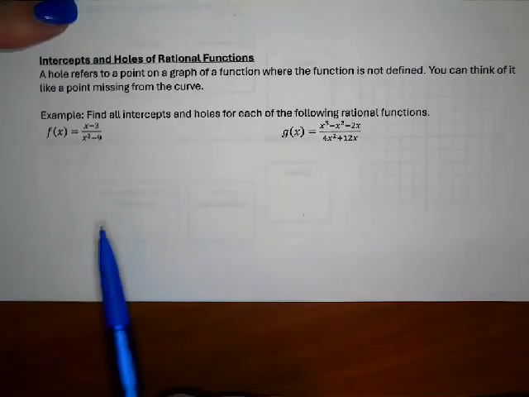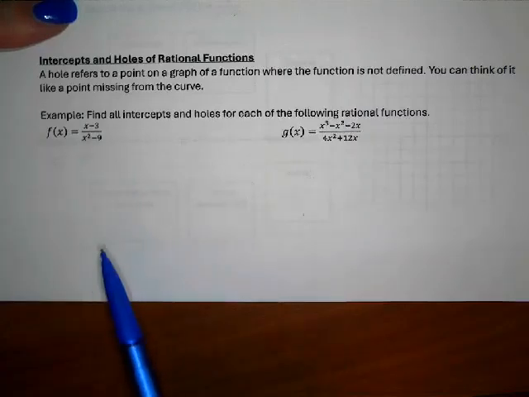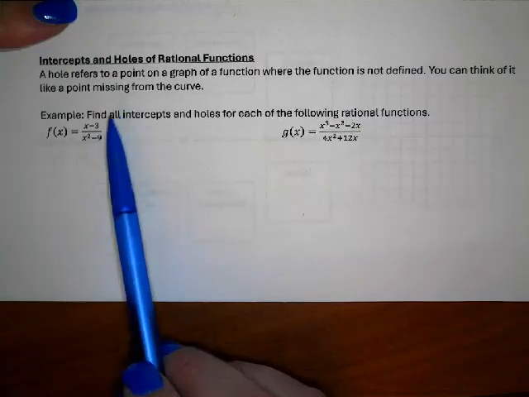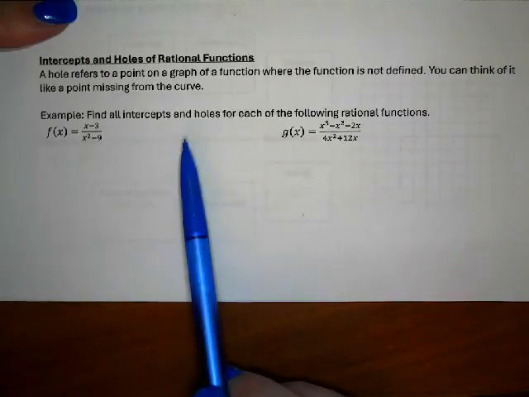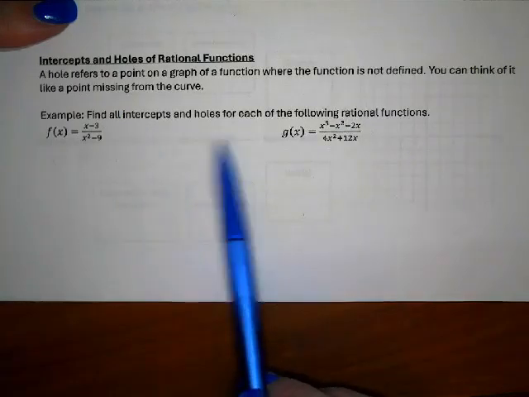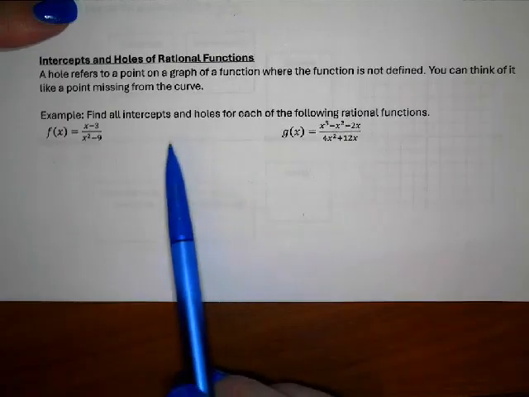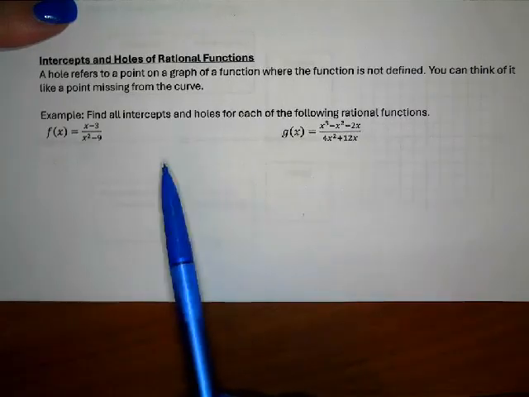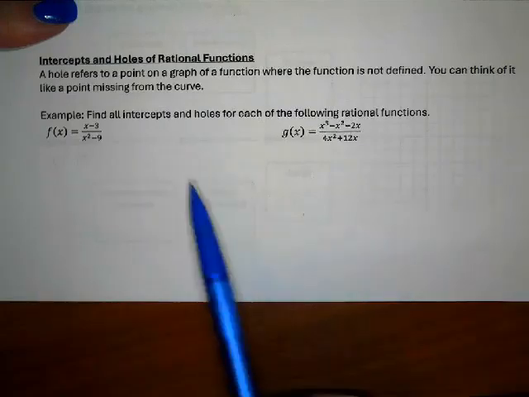For a slant asymptote, you might also see the word oblique asymptote. All right, next we're going to find intercepts and holes of rational functions. You probably haven't heard of a hole on a graph before. A hole refers to a point on the graph of a function where the function is not defined. You can think of it like a point missing from the curve. It's going to help us draw the curve because it's another thing we can use to connect different parts of the curve together.